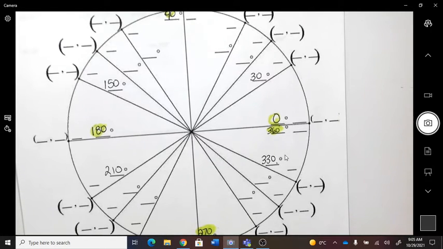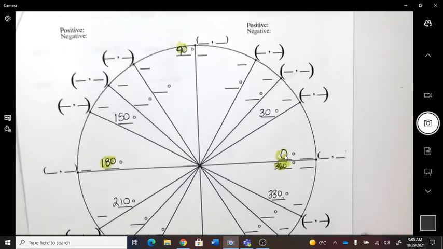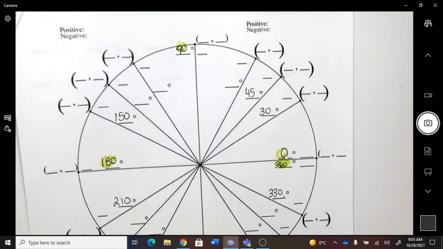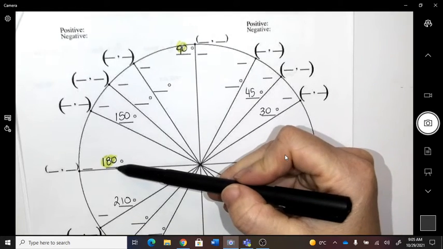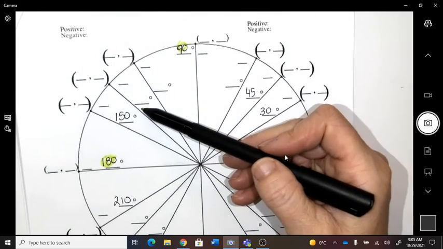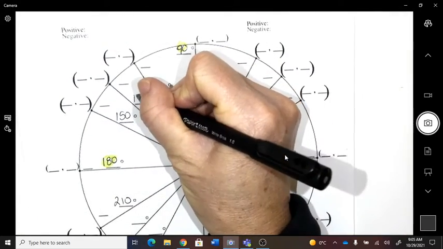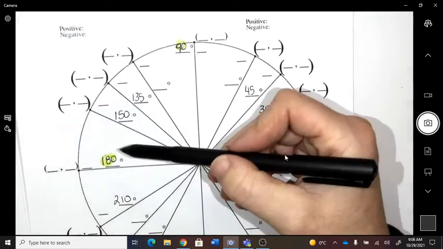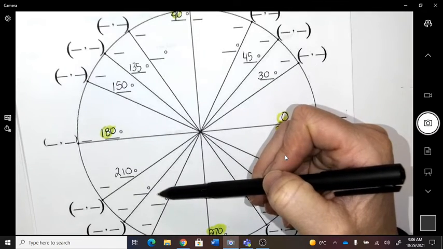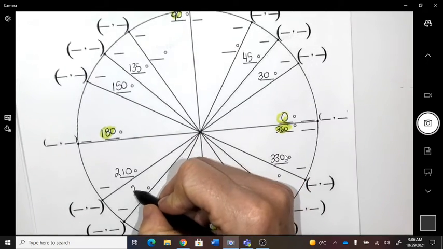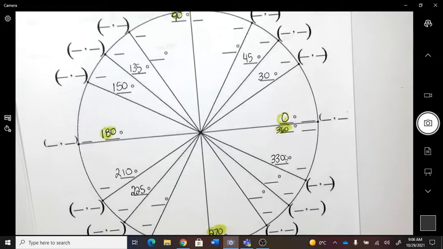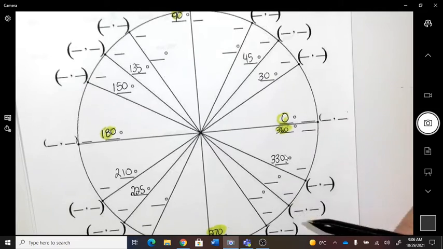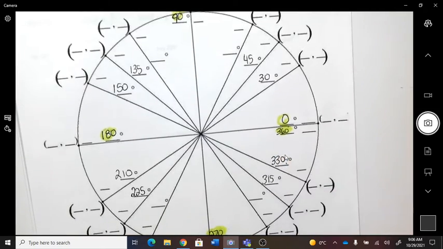Okay, I'm going to go to 45. Ready? Quadrant 1 becomes 45. 180 subtract 45, 135. Good. 180 plus 45, 225. 360 minus 45 is 315.